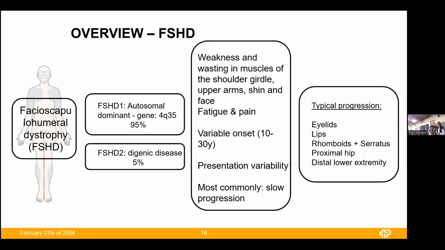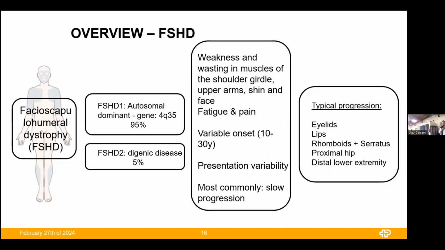The second case is a case of facioscapulohumeral dystrophy. There are again two types. The most prevalent one is the autosomal dominant one. And they present with a muscle wasting and increased progressive weakness in the face, muscles of the face, the shoulder girdle, the upper arms, and the shin. And they present with fatigue and pain.